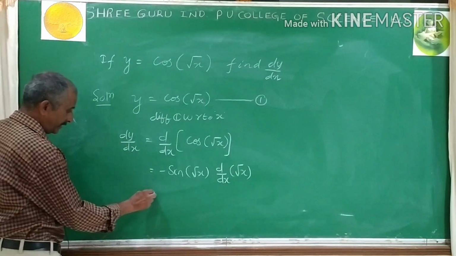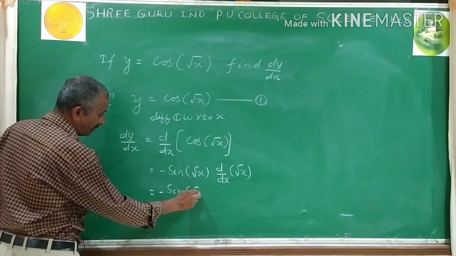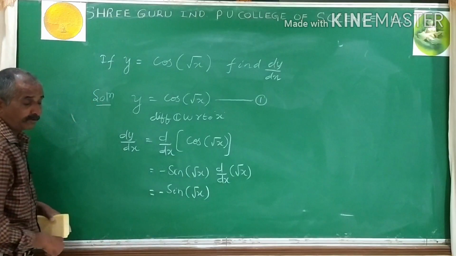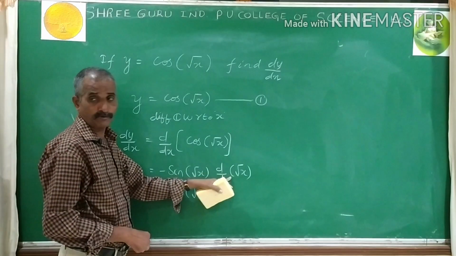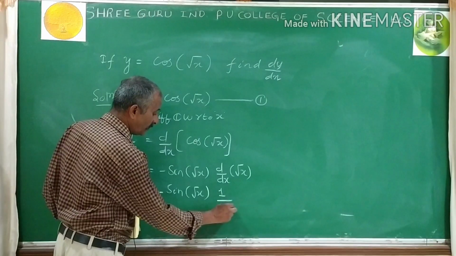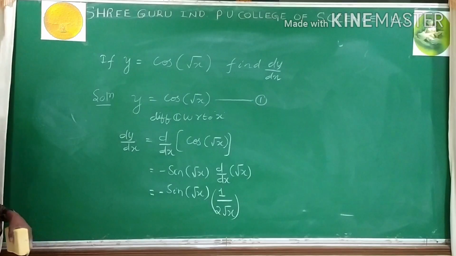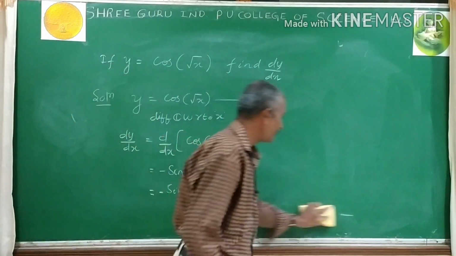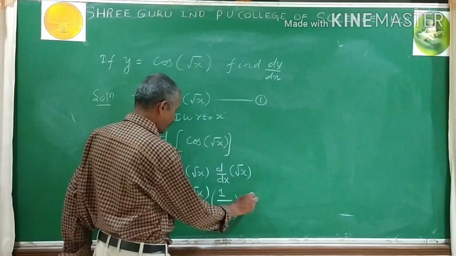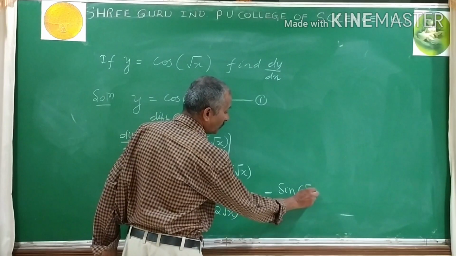Next one, that is equal to minus of sine of root x. Again recall the list of formulas. Differentiation of root x is given by 1 divided by 2 root of x. One more step can be continued if you wish. Another step is minus sine root x whole divided by 2 root of x.